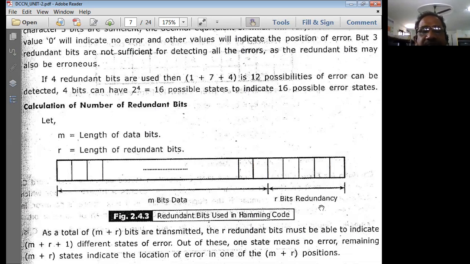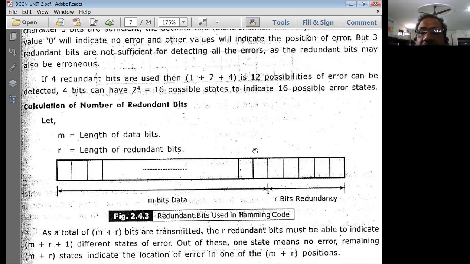are redundant bits. Now put together, m plus r is going to be the total data bits that are going to get transmitted by the sender. Any one bit in this data frame may be erroneous, so we should detect all these bits compulsorily. That means even though the capacity is only m bits, your error correction technique should be able to detect errors in any one of these bits.